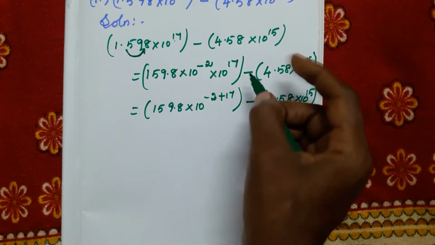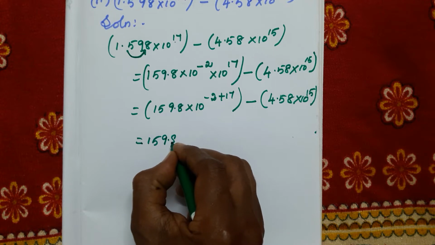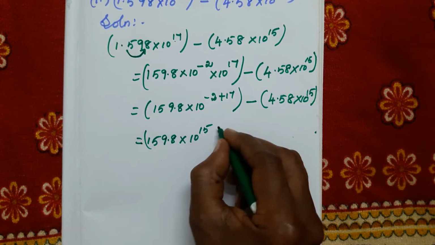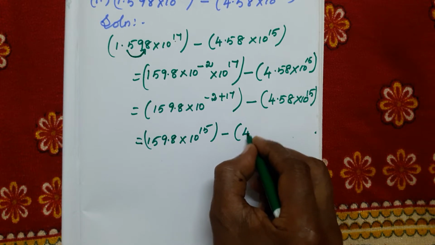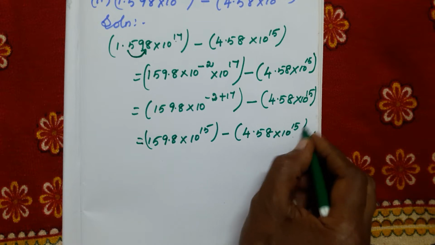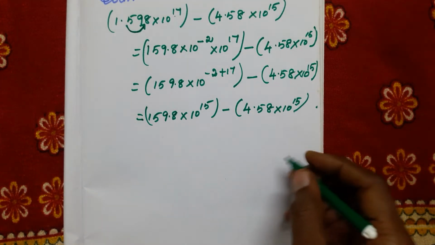When we are adding both, what are we getting? 159.8 into 10 power 15 minus 4.58 into 10 power 15. When we are subtracting, what are we getting?